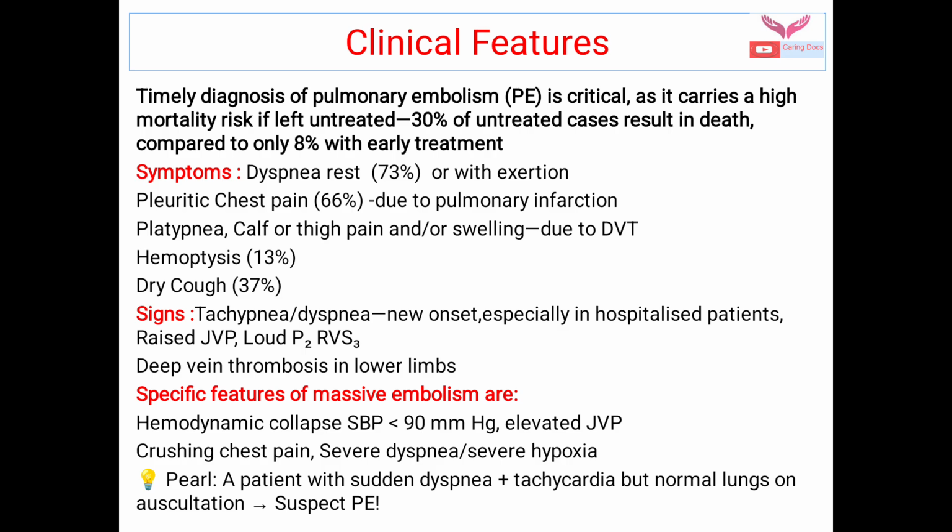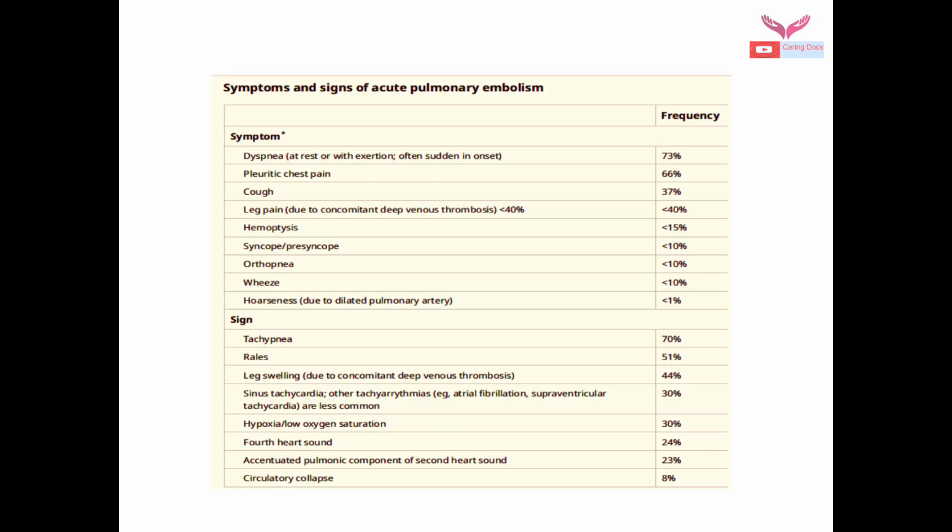So just remember that a patient with sudden dyspnea and tachycardia but with normal lungs on auscultation, we should always suspect pulmonary embolism. These are the signs and symptoms with their frequency. I have taken this slide from UpToDate.